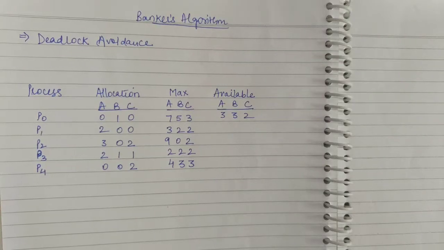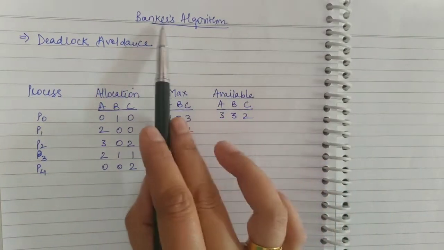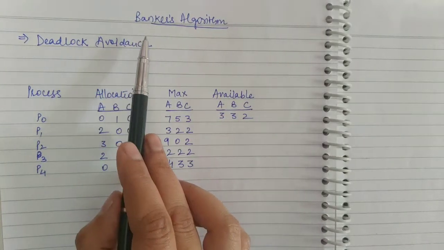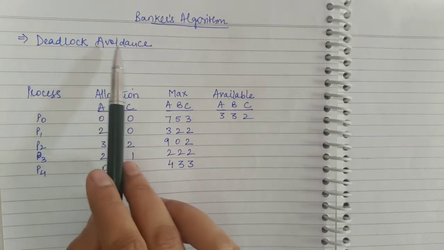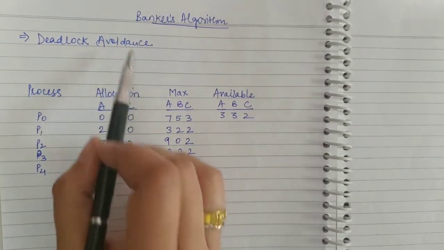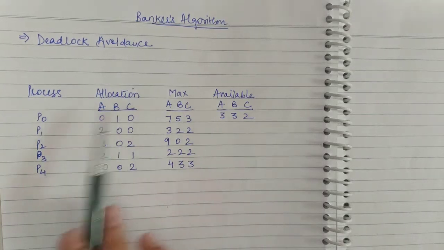Hi everyone. So today we'll see how this banker's algorithm works. It is one of the famous algorithms used for deadlock avoidance, and it is also one of the important topics of your syllabus. So let's see using one example.